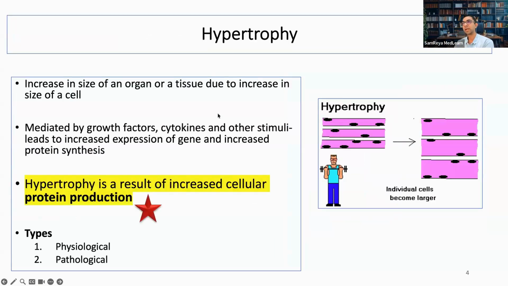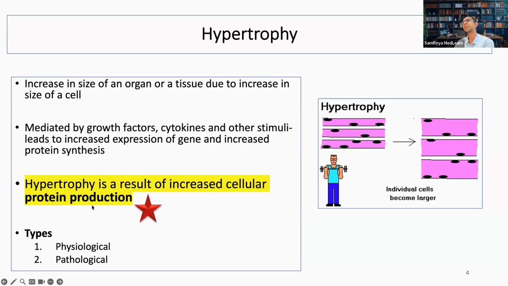Okay, so let me give you some examples and a little bit more on hypertrophy. As we said, this is an increase in the size of an organ or tissue due to an increase in the size of the cell. I believe you now know this. This is going to be mediated by certain growth factors, certain chemicals that the cells release, called cytokines, and some other stimulus acting on the cell, which would have activated certain genes in the cell. Activation of genes, as you know, leads to protein synthesis in the cell. So one important concept with hypertrophy is that it is a result of increased cellular protein production.